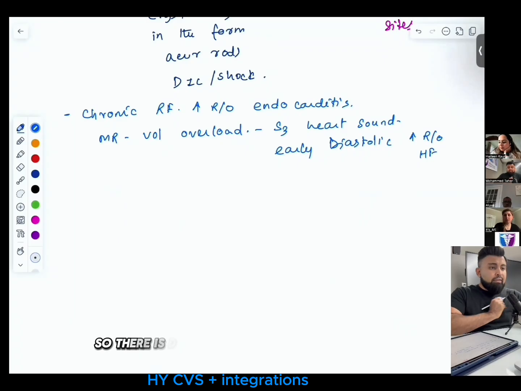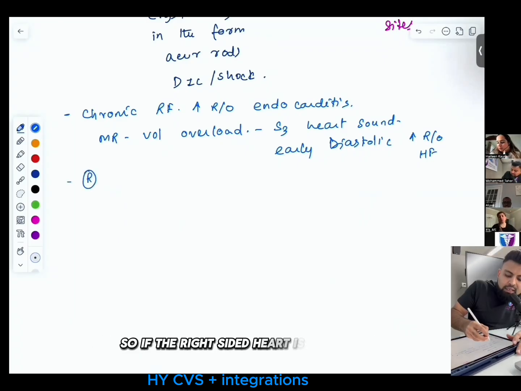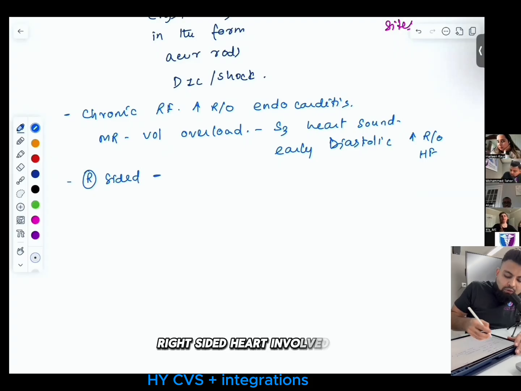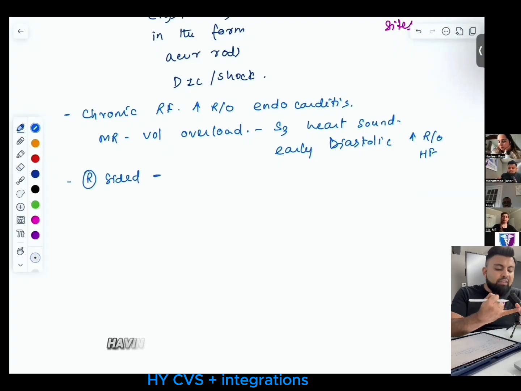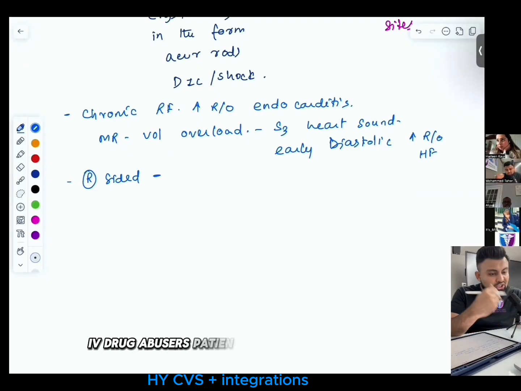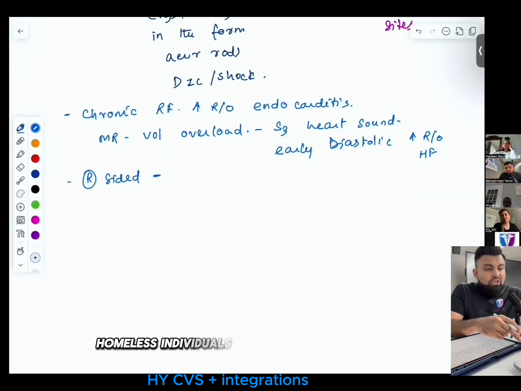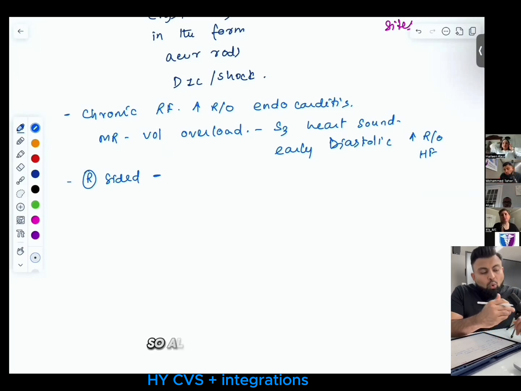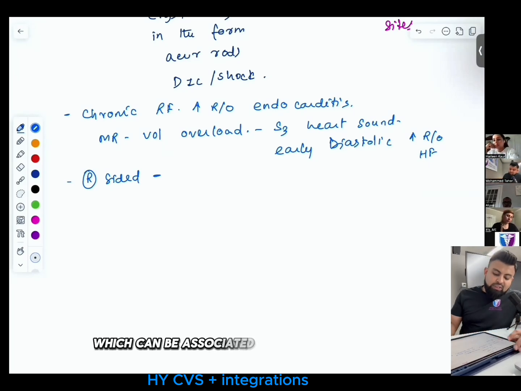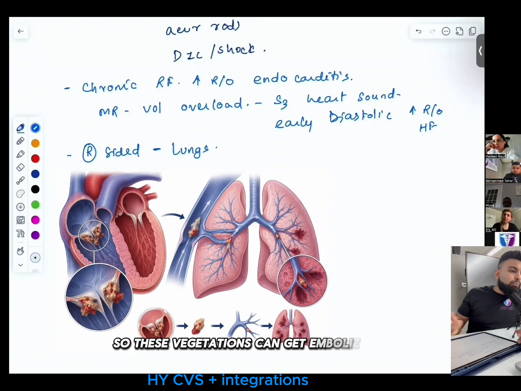Right? So there is definitely a risk for heart failure, right? Now, if the right-sided heart is involved, question talks about IV drug abusers, patients having sepsis, individuals who have prior history of hepatitis, HIV, IV drug abusers, think multiple diseases, individuals that are athletes, right? Homeless individuals and patients in shelters, right? So all these different causes can be associated with involvement of the right side, this can go to the lungs. So these vegetations can get embolized and go to the lungs.